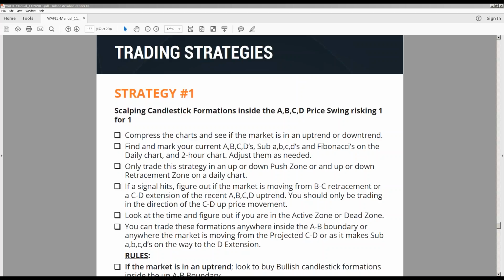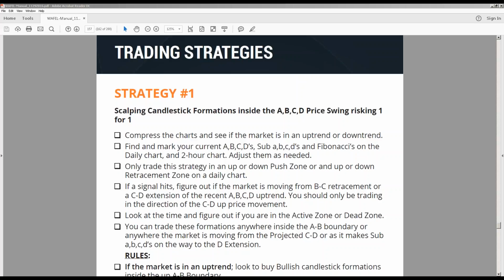Now the first step would be to compress the charts and see if the market is in an uptrend or a downtrend. Then find and mark your current ABCDs, your sub-ABCDs and Fibonacci's on the daily chart and the 2-hour chart. Only trade this strategy in an up or down push zone or an up or down retracement zone on a daily chart. If a signal hits, figure out if the market is moving from a B to a C retracement or a C to the D extension of the recent ABCD uptrend or downtrend. You should only be trading in the direction of the C to the D.